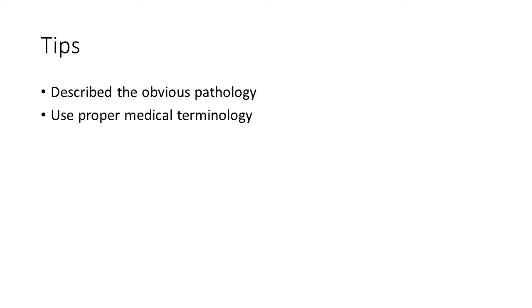Before we start, I will highlight two tips. Number one, describe the obvious pathology. You should describe in detail the most prominent pathology. If there is a second pathology, you could describe it after you have done describing the main pathology. Be systematic. Number two, use proper medical term. For example, anterior, posterior, medial, dorsal, and avoid using layman term like at the side, above, or below.